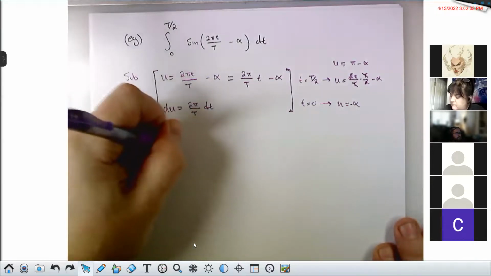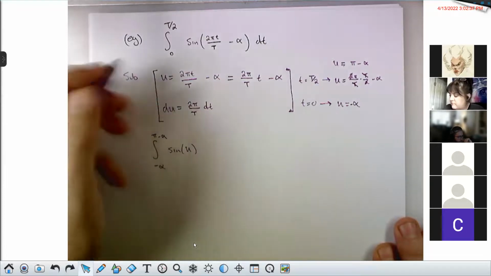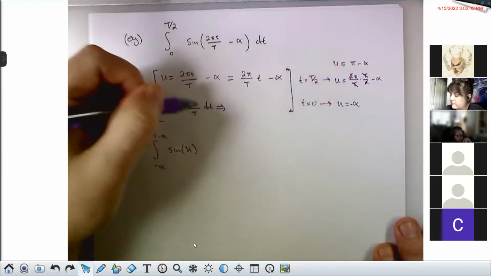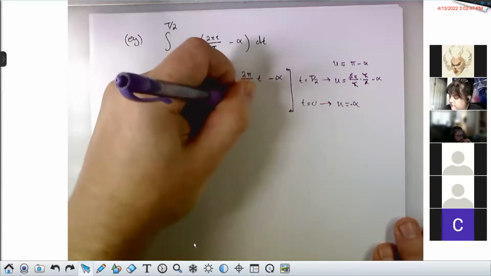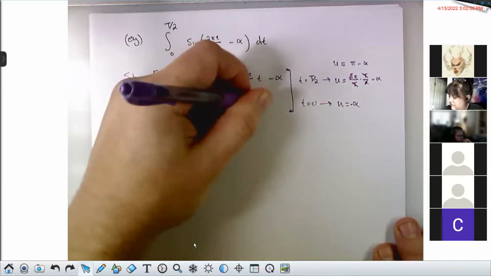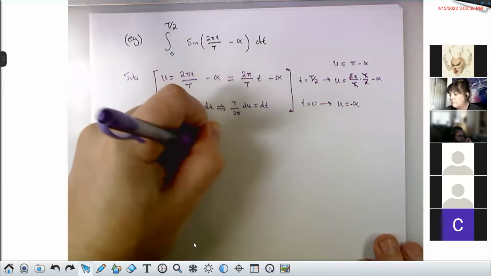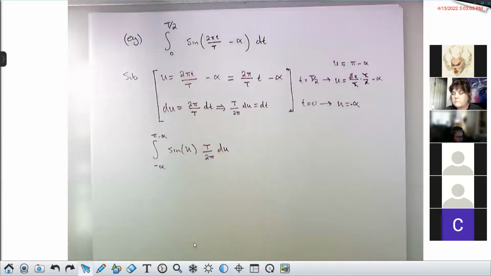I'll have the sine of this stuff, the sine of u. And then my differential, fit that in here. If we solve this for dt, we get big T over 2 pi times du is equal to d little t. So I have big T over 2 pi du, that I will replace dt by. Really not too scary, just lots of extra symbols.